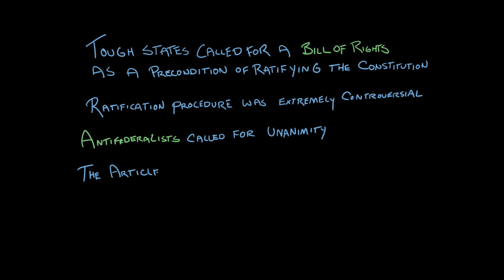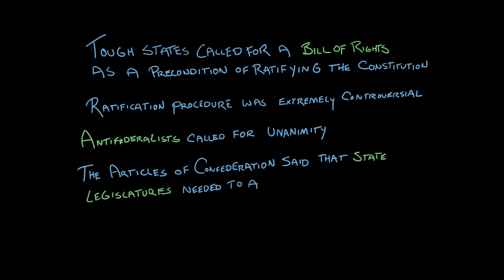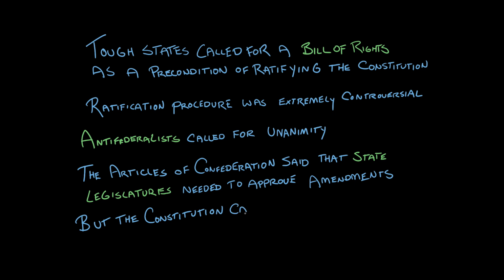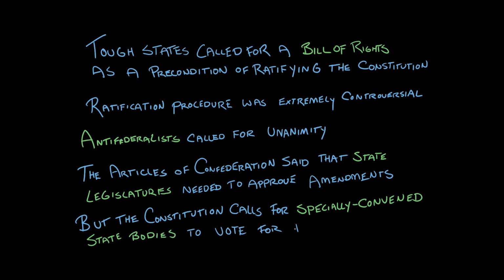Another way in which it departed from the Articles is that the Articles said you needed the state legislatures to approve the amendments. And the U.S. Constitution said, no, we want state conventions, special bodies elected by the people to approve these things. Why did they say that? Because they feared that the state legislatures, who would be losing a lot of power under the Constitution, would vote against it. So they wanted sort of to go directly to the people in these conventions and bypass the state legislatures.